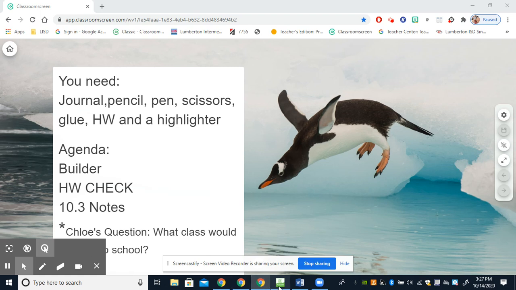So let's get going. I'm going to put up our homework from last night. So I'm going to move this over so we can see. All right, so let's go ahead and start with the prime factors of 32. I'm going to do it both ways so that you can see.